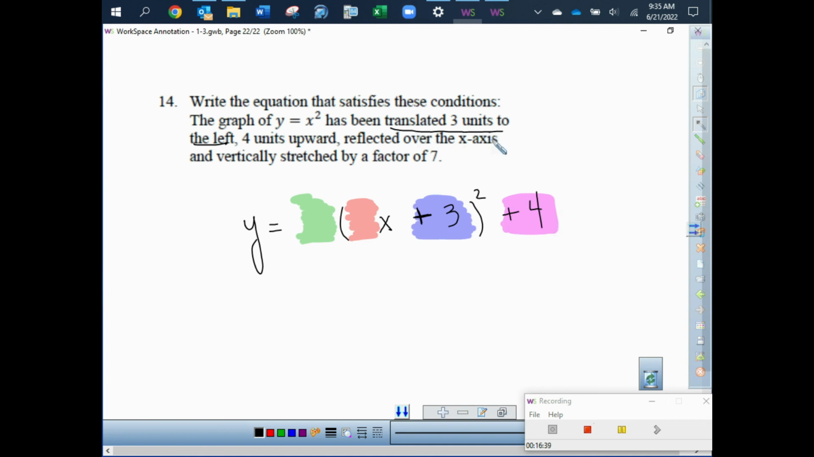Reflected over the x-axis, so the reflection over the x-axis is all about the green thing, that A value. It's going to be negative. Vertically stretched, I don't care if it's vertically stretched or vertically compressed, all vertical dilations are about the A value, so we'll put that 7 right here. And that took care of all of it. They didn't end up doing anything with this B value, so we'll just leave that spot empty. And there's your final.